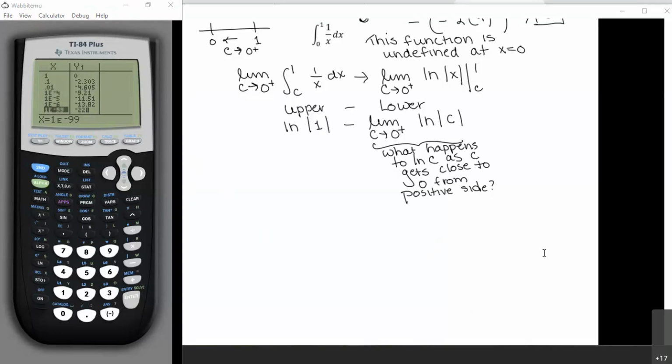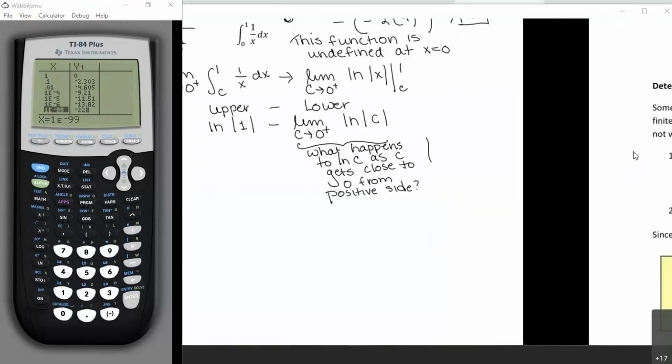Everybody all right with that? Negative logs give you fractions. Basically, that's what you're seeing here. Here's the fraction, here are the negative logs. So this part is approaching negative infinity.